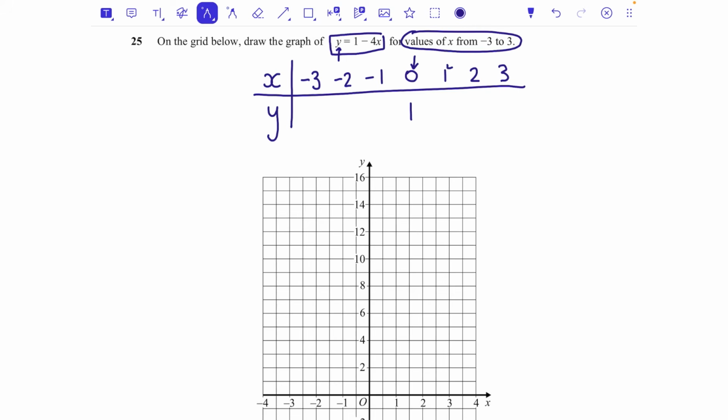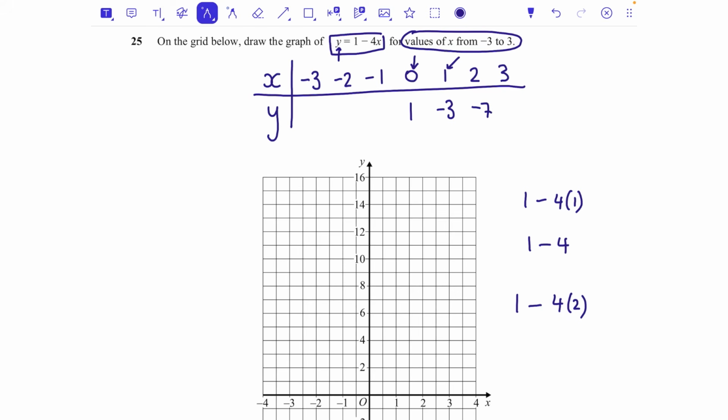What about 1? Let's try the next one. We want to do 1 take away 4 lots of 1. Now 4 lots of 1 is 4. So we are doing 1 take away 4. And 1 take away 4 is going to take us, think about your number line, down to minus 3. So that one's going to be minus 3 there. Let's try 2. So that's going to be 1 take away 4 lots of 2. And 4 lots of 2 is 8. So 1 take away 8 is minus 7.